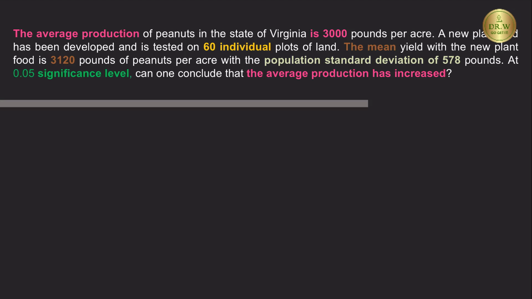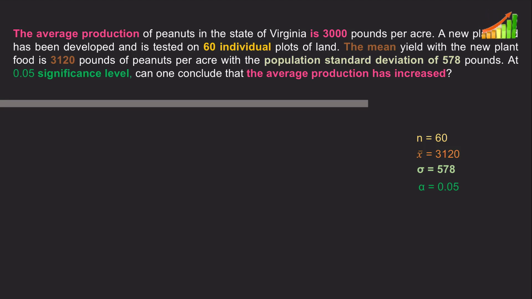Right, let's write down the information. First, sample size 60 individual plots, therefore n equals 60. Then x bar, the mean, 3120, therefore x bar is 3120. Then go to the population standard deviation. Here population standard deviation is 578. Then finally we have significance level, which is 0.05, alpha equal 0.05.